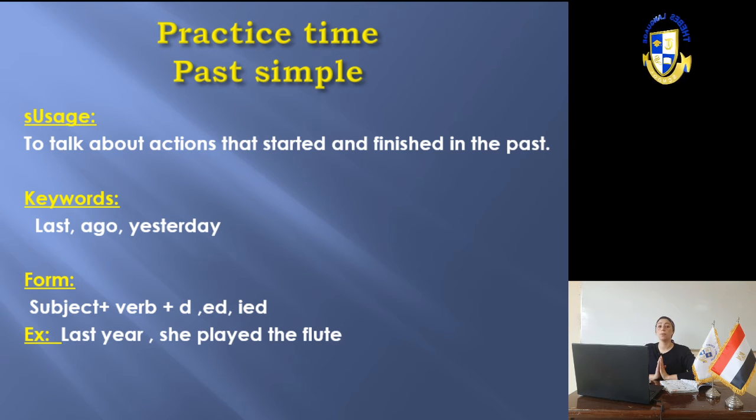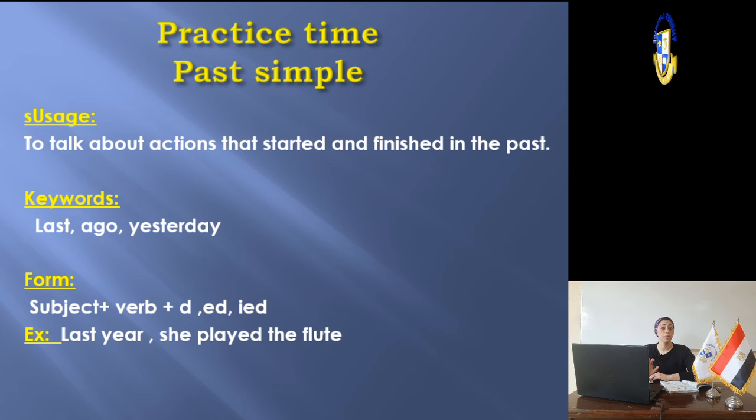So all the words that refer to the past, we regard them as keywords for the past simple tense. Okay, now what about the form? You know quite well that the past simple tense is divided into two parts: the regular, or what can we say, the well-behaved verbs, and the irregular, or the naughty verbs. Let's start with the regular verbs. The regular verbs end with D or ED or IED. When can we put ED, when can we put D, and when can we put IED?